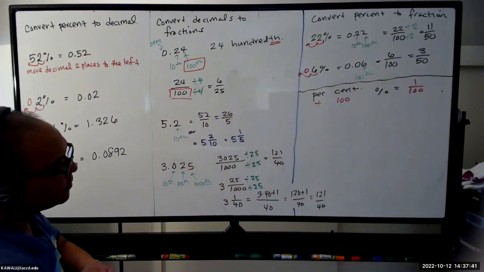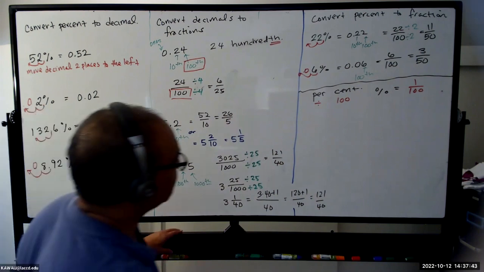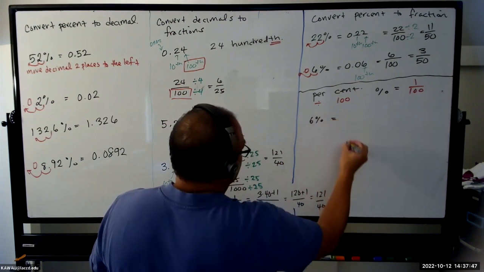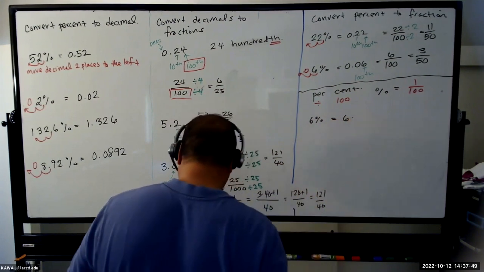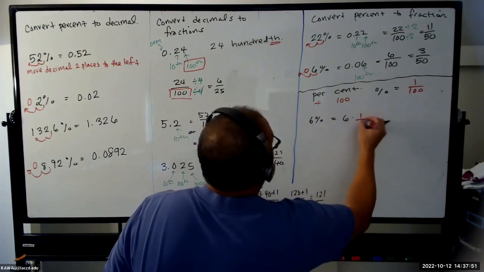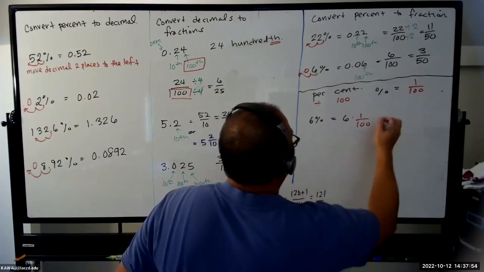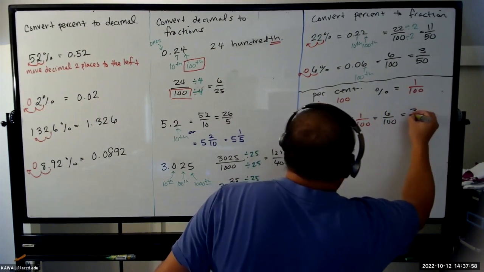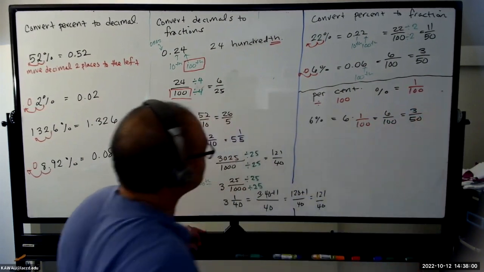So if we did the problem that we did before, where we go 6%, that's equal to 6 times 1 over 100 is equal to 6 over 100 is equal to 3 over 50. We got the same answer.